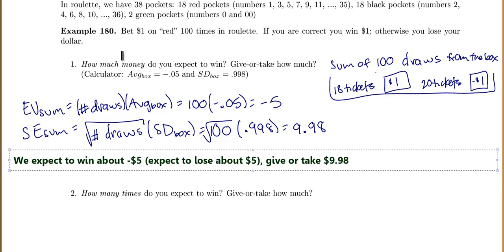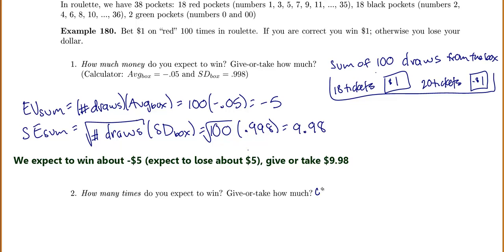Now, what's the difference between number 1 and number 2? Number 1 says how much money. Number 2 says how many times. So because it's how many times, this means we have to count. And remember, when we count, the only numbers inside our box are 1s and 0s. 1s for when we win, 0s for when we lose.